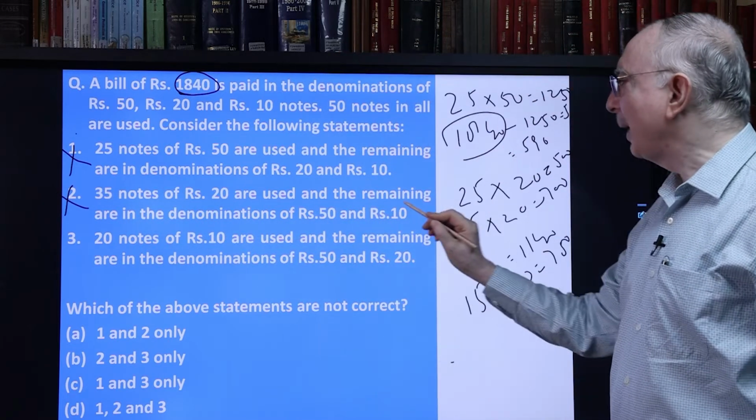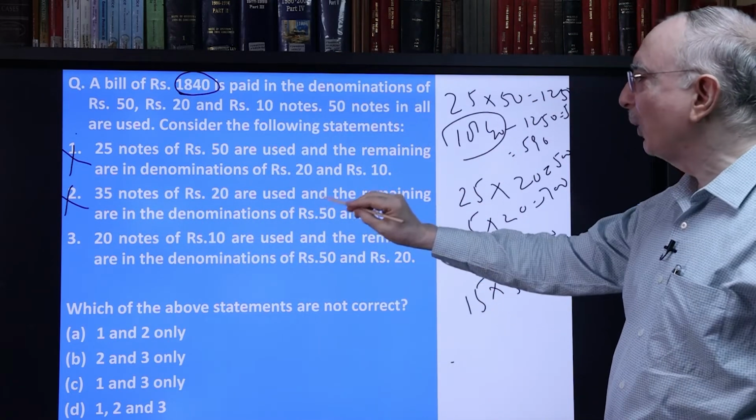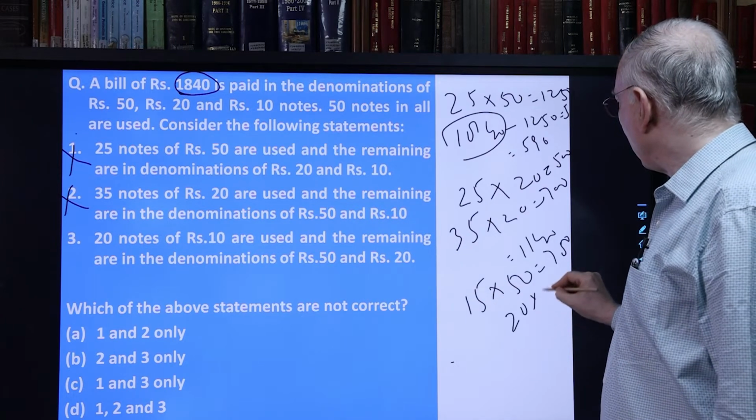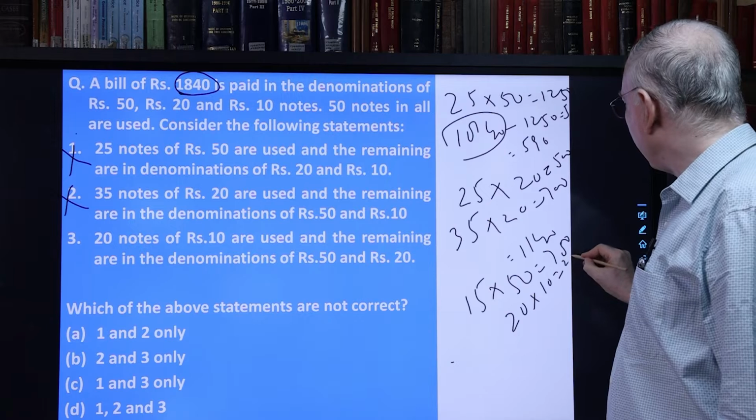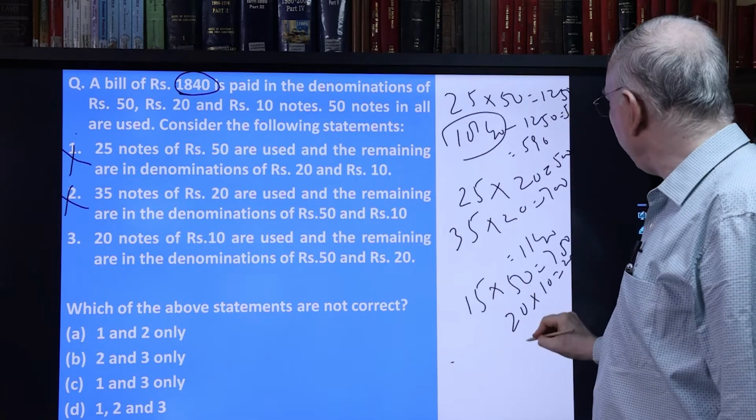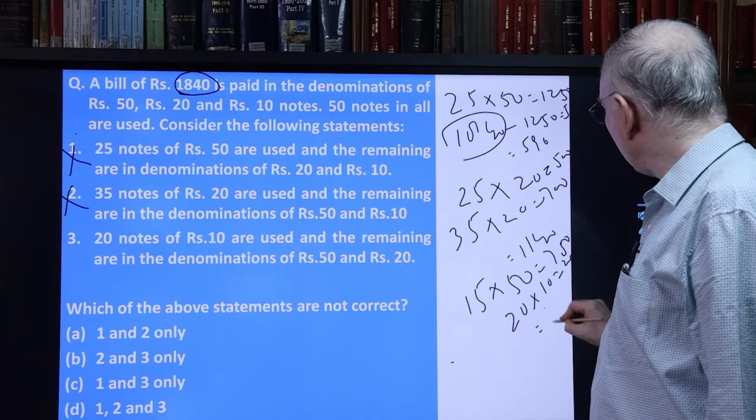Now 20 notes of 10 are used. Now if we give 20 notes of 10, that means we get 200. Now 200, if we subtract from 1840, so we get 1640.